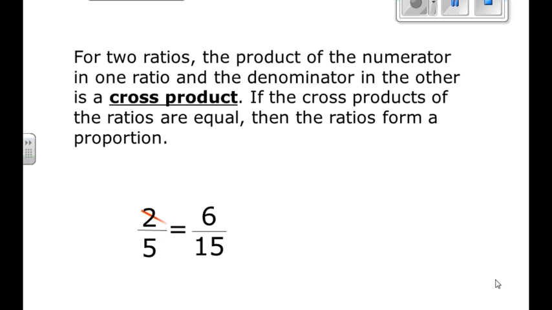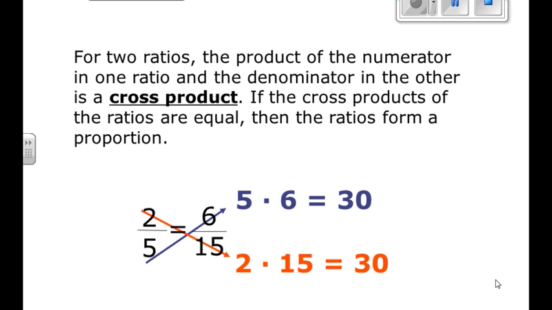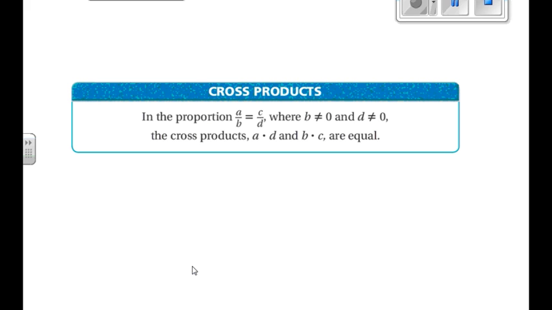So what we mean is, if I was to take 2 times 15, I get 30. Well, what if I take 5 times 6? What do I get? I get 30. So if they're the same, they are proportional to each other, and we can do this via cross products. Yes, in the last one we did something similar, where we did 2 times 3 and 5 times 3. 2 times 3 gives us 6, 5 times 3 gives us 15. So you see these similarities in how we're doing these.